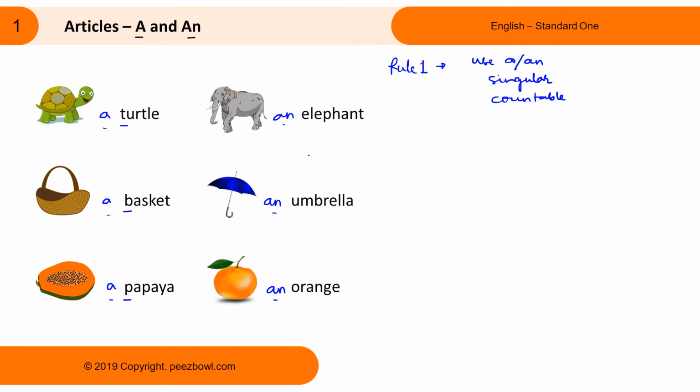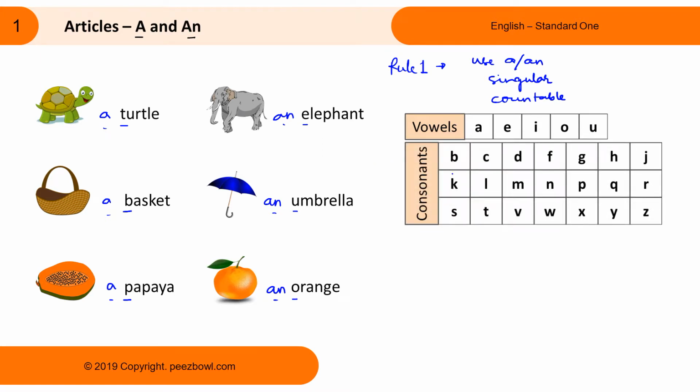Now I will see right side pictures. Elephant is starting with E. Umbrella is starting with U. And orange is starting with O. In these examples, E, U, and O are vowels. There are 5 vowels which are A, E, I, O, and U, and 21 consonants which are B, C, D, F, G, H, J, K, L, M, N, P, Q, R, S, T, V, W, X, Y, and Z.